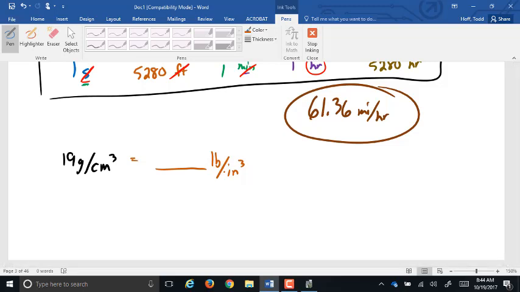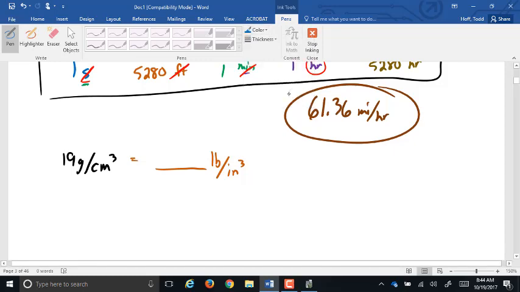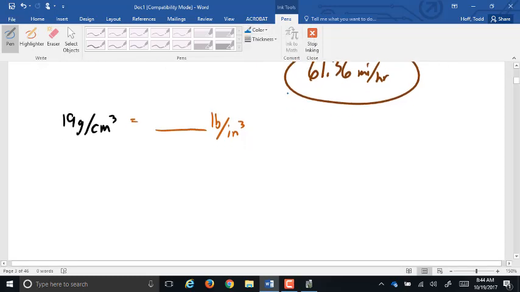Now I said 19 grams per cubic centimeter is about the density of gold. It's actually 19.3 something. Anybody want to guess how many pounds per cubic inch gold is? Is a cubic inch of gold more or less than a pound? No guesses? Yes, it is more. Well, let's take a look, see what we come up with.